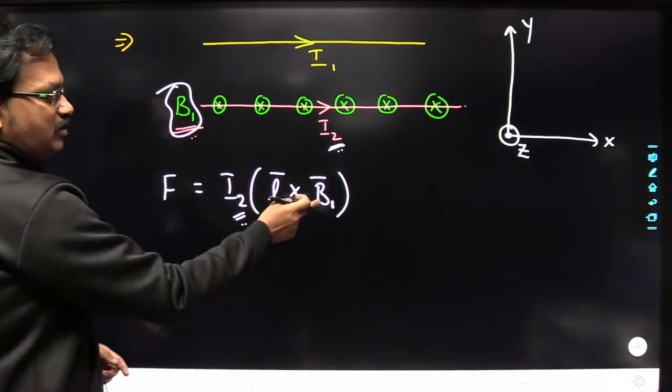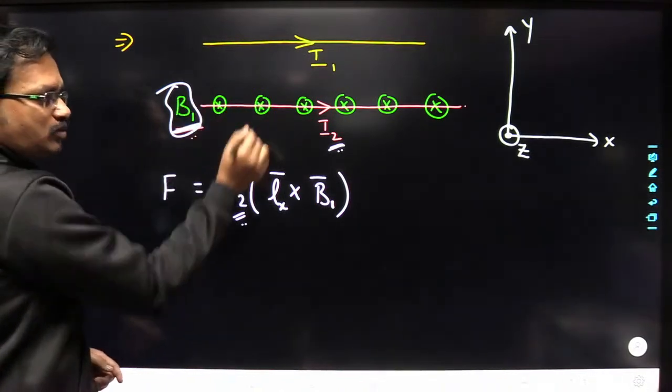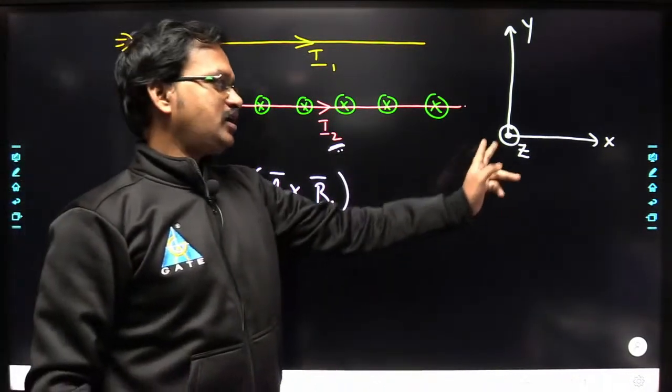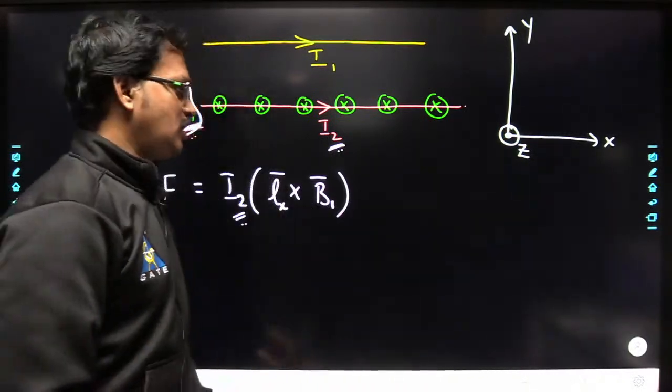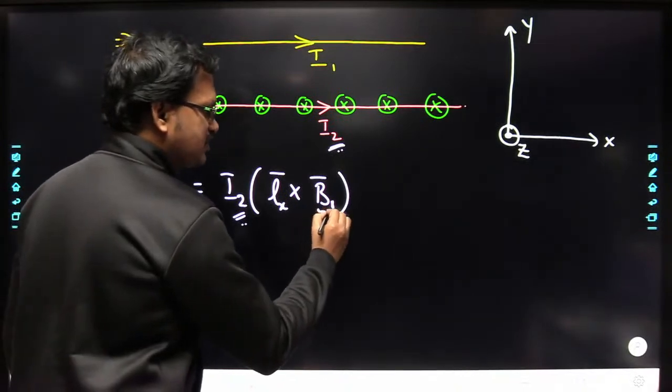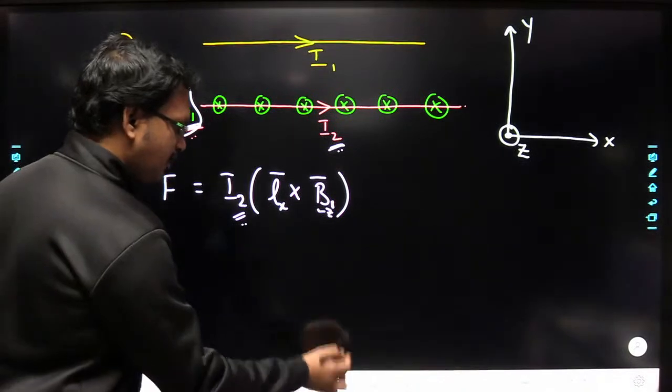And this B field here, B1, is pointing into the board. Yes or no? Out of the board is positive Z. Into the board means what? Negative Z direction. So this B field is pointing in the negative Z direction here, right? Okay.